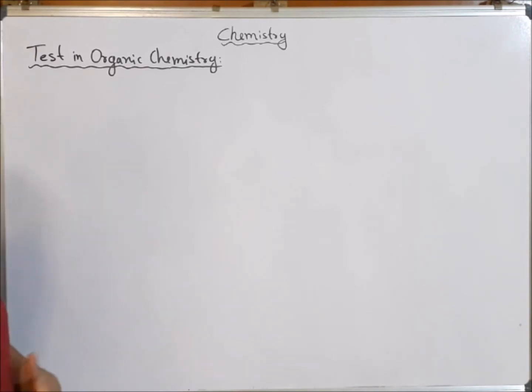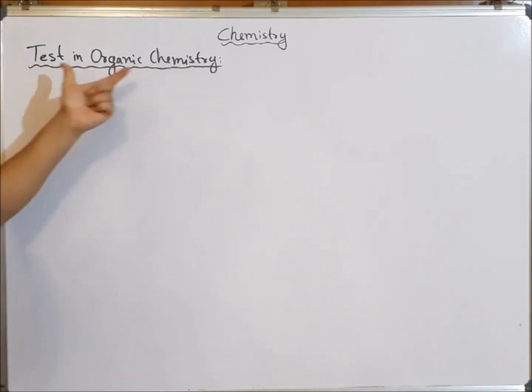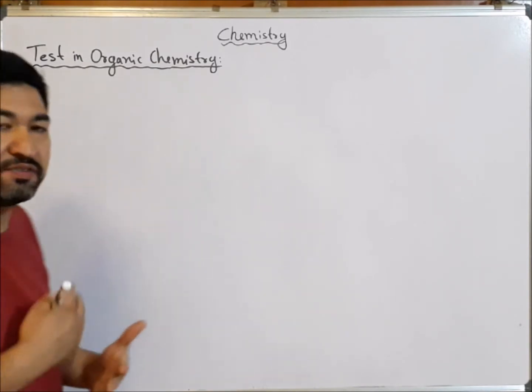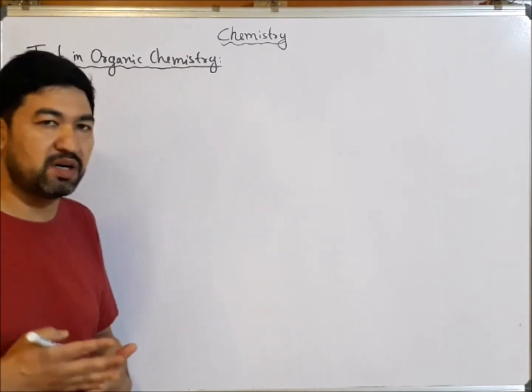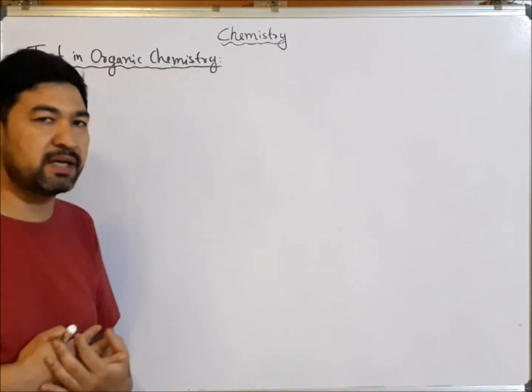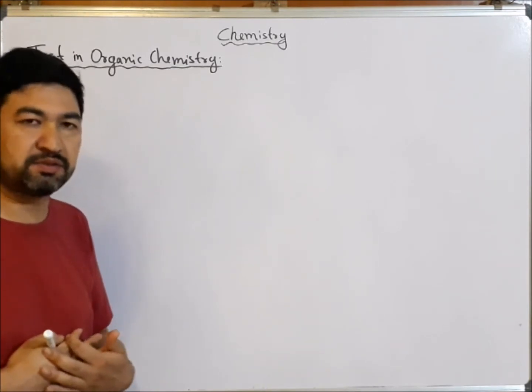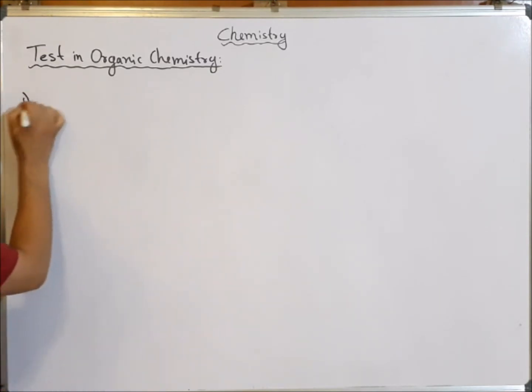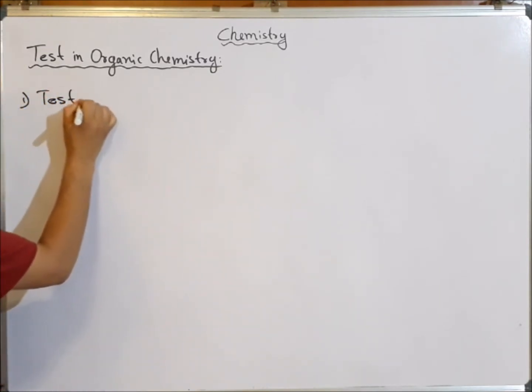Dear students, in today's lesson we'll learn about tests in organic chemistry. Tests in organic chemistry means basically how do you distinguish between two organic compounds. There are different tests, okay? So we'll discuss this today. First is the test for unsaturation.